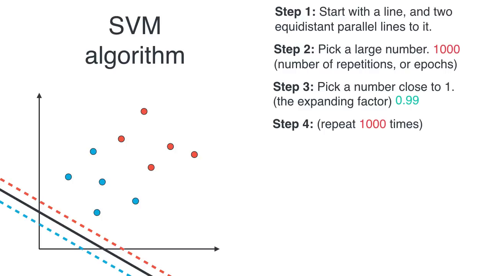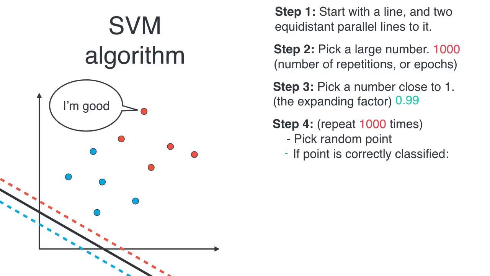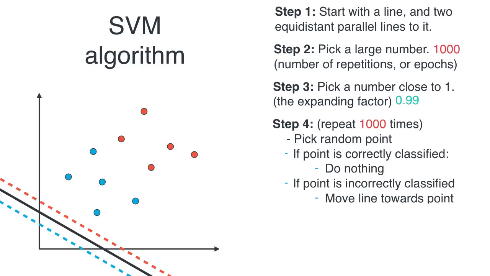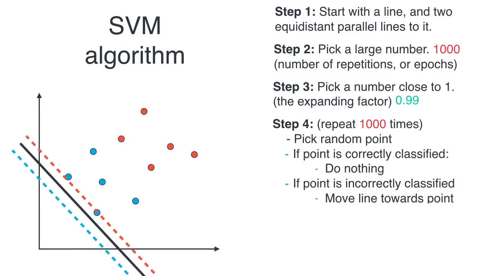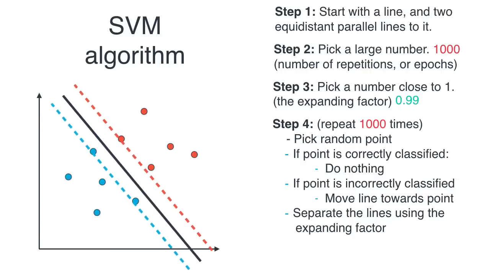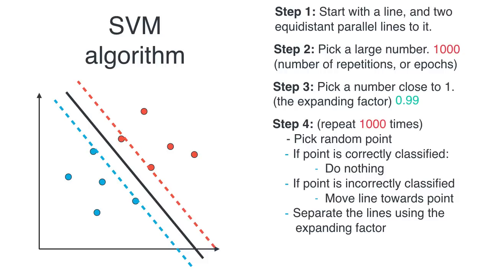Step 4 is now the loop. So repeat 1,000 times, pick a random point. If the point is correctly classified, for example, this one says I'm good, then we do nothing. If it's incorrectly classified, for example, like this one, which is a blue point in the red area, it says get over here, so we move the line towards the point. So we learned in the previous video how to move a line towards a point like this. And then we're going to do the extra step, which is separate the lines using the expanding factor. So we're going to separate the lines a little bit. And we're just going to repeat this many times, 1,000 times, until we get a pretty good result. And then we enjoy the lines that separate the data best.